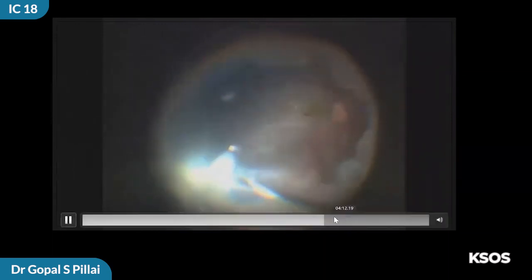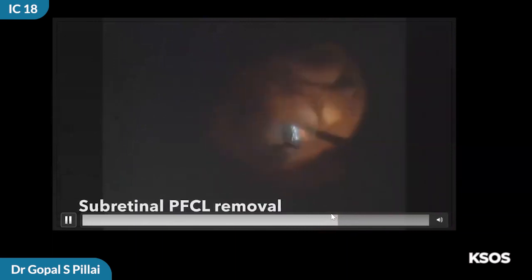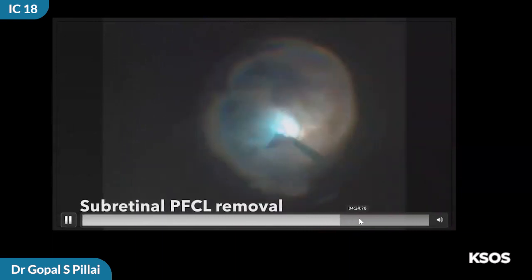You can see the opening which is created there. And you can suck the PFCL out and you can see the retina coming back. So that is PFCL removal. You complete the vitrectomy. And this is the rest of the PFCL from the posterior pole, which is getting removed.